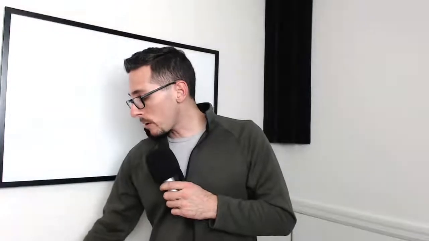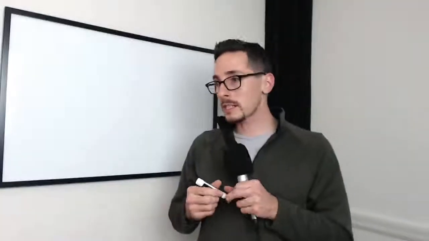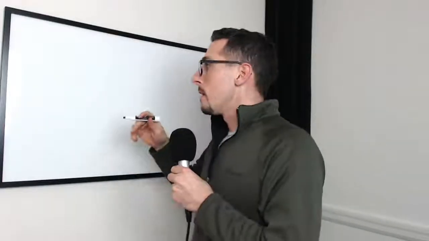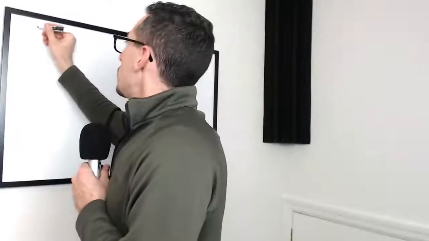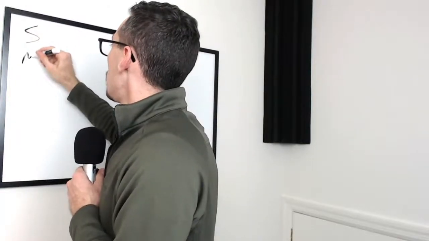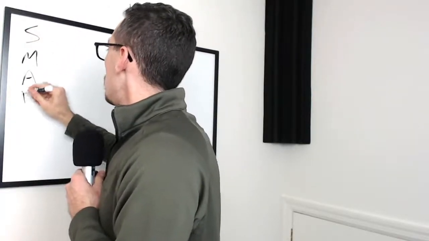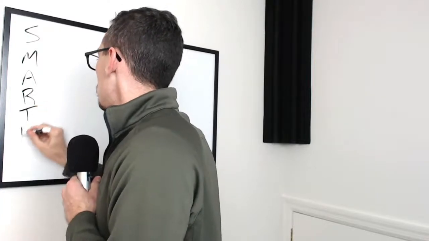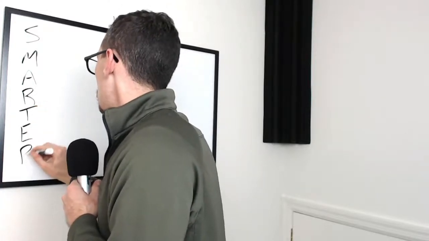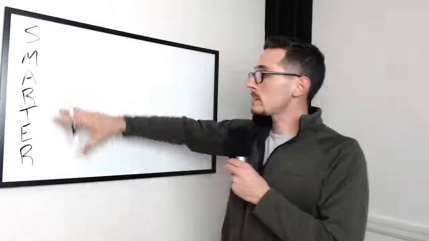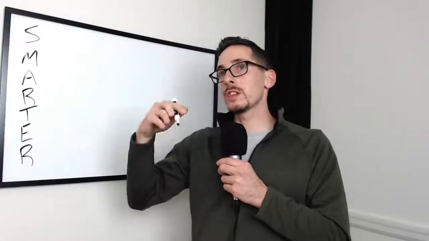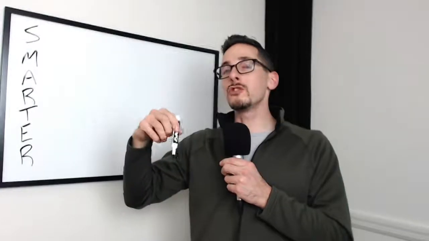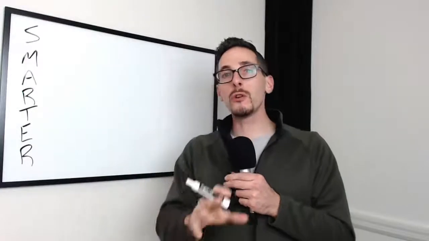So I want to talk about first the SMART-ER goal framework. Now, like I said, you might have heard of this before, right? The SMART goal framework. We'll spell it out right now. So basically, we have the SMART-ER framework. And this is a really, really easy way to make sure that you're setting not only juicy goals, but goals that you can actually achieve.